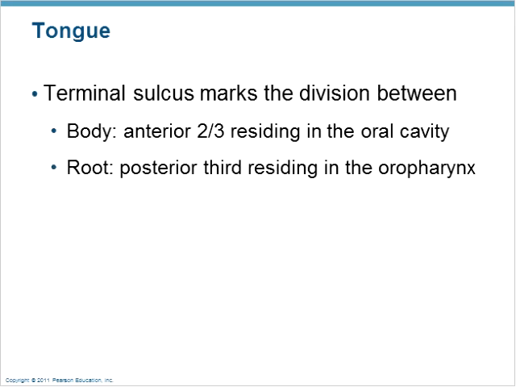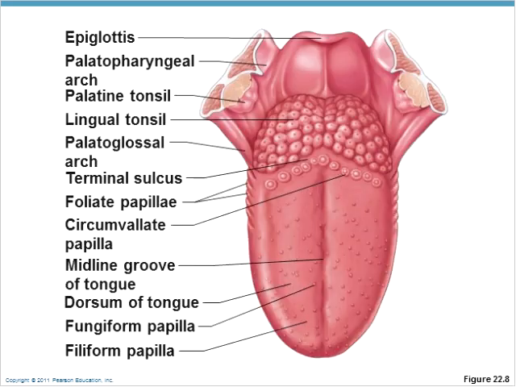The terminal sulcus marks the division between the body and the root of the tongue. The body is the anterior two-thirds, residing in the oral cavity, and the root is the posterior third, residing in the oropharynx. When you look at the tongue proper, you see the epiglottis here. Get a nice feel for the lingual tonsil, if you will. The palatoglossal arch, you kind of feel for that. There's that terminal sulcus we talked about. There's the foliate papillae, circumvallate papillae, and finally the midline groove, the dorsum of the tongue, fungiform papillae, and the filiform papillae.